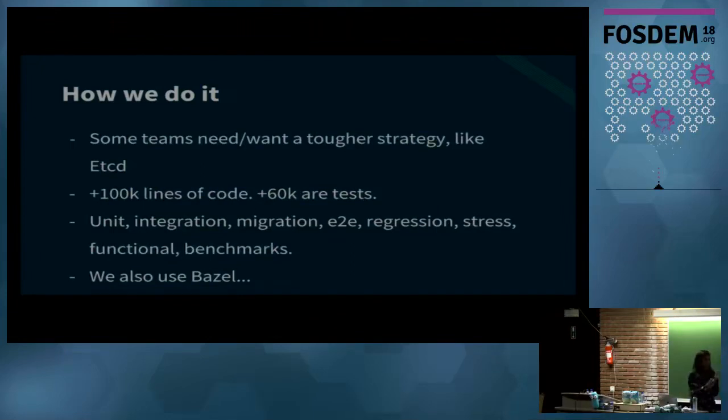But also because of the backgrounds of their engineers, they follow a very, very strict workflow. I don't know if you have seen this, but you can look for this on the internet. In more than 100K lines of code, 60K are just for testing. And all of this includes everything from unit tests to integration, migration, end-to-end, and so on. Then we also use Bazel. Bazel is like a pain. It's the worst thing that could ever happen to me.